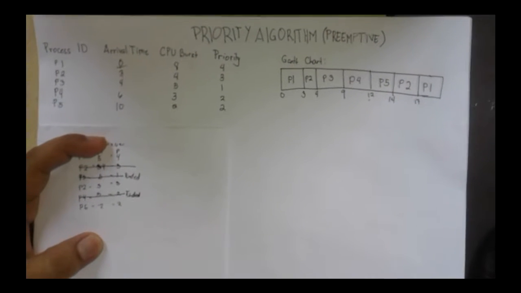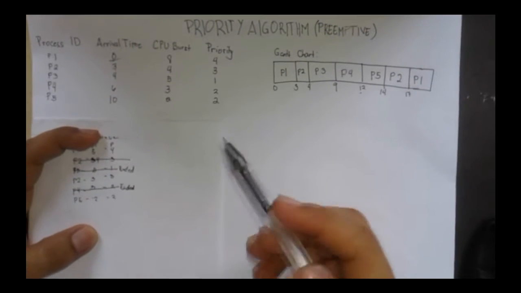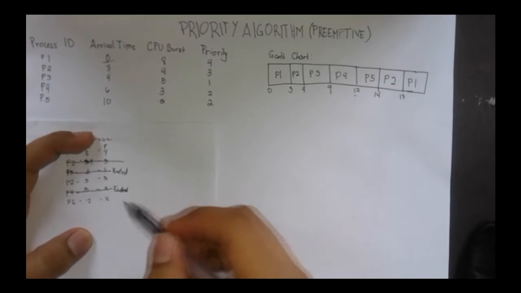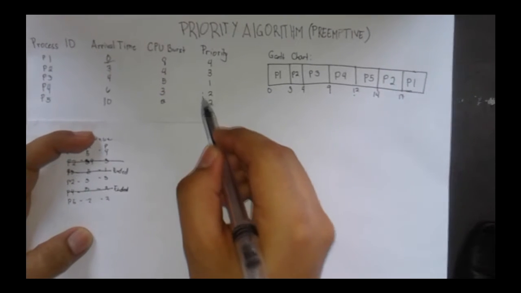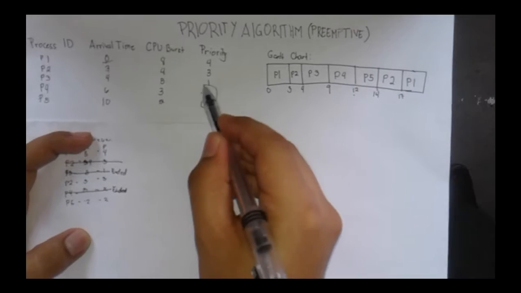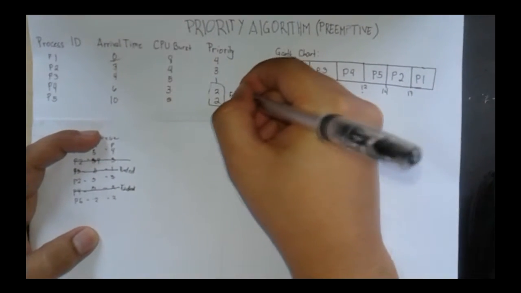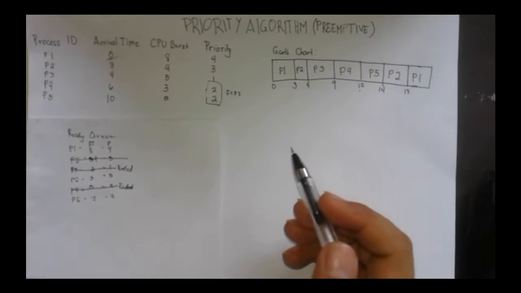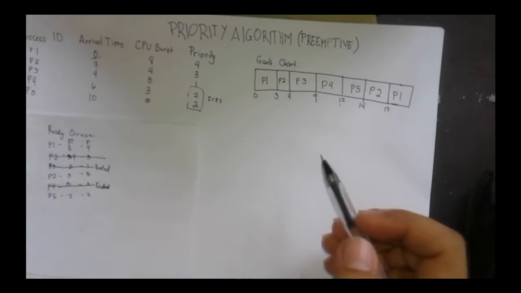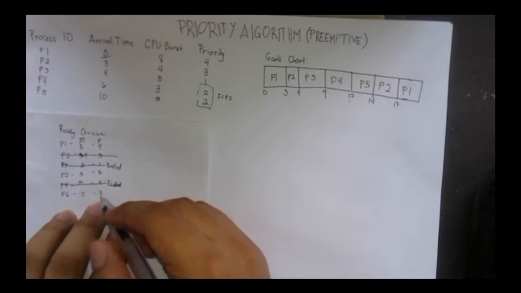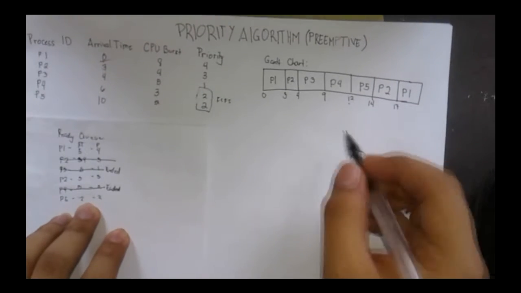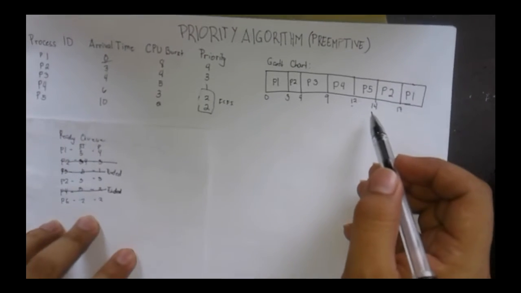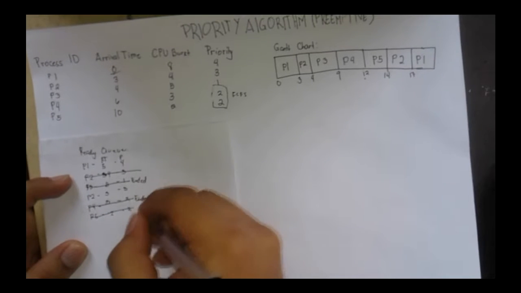Take note, when doing the priority algorithm, when there's the same priority, you will apply FCFS, or first come first serve. So P5 arrived, then it will be executed because of its highest priority, so it will be ended at time 14. So at this point it has ended.